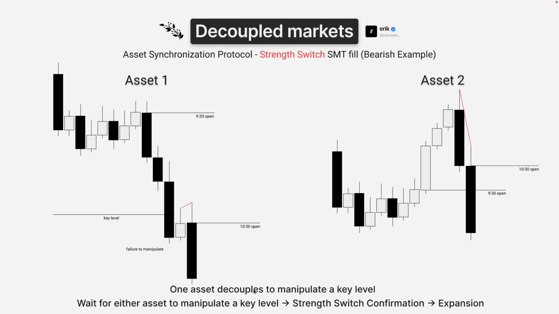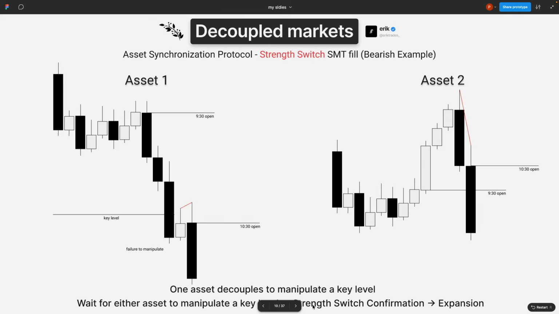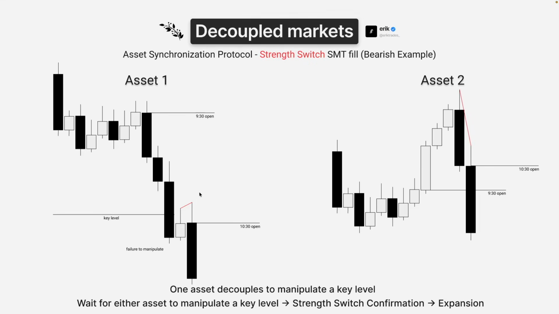Okay, so one asset decouples to manipulate a key level. This is the decoupling. This is the key level that is manipulated, this high. And after we wait for either asset to manipulate a key level, you have a strength switch as your confirmation. And namely, we get the strength switch in the form of an SMT fill here.